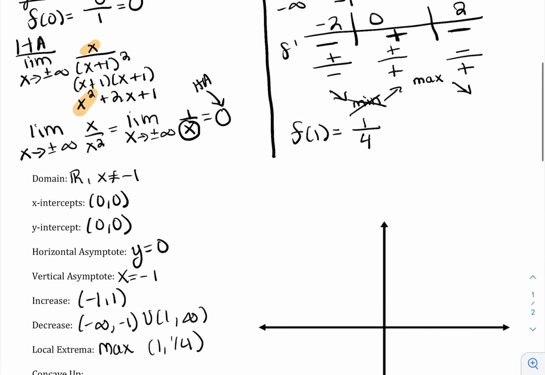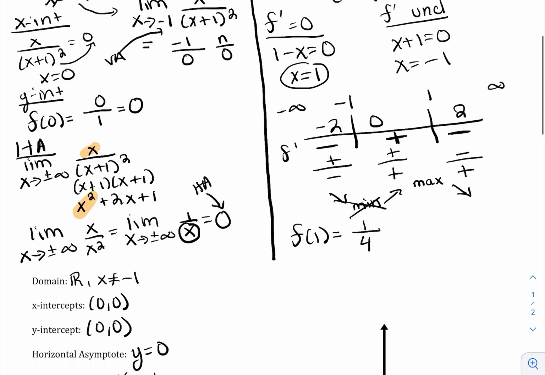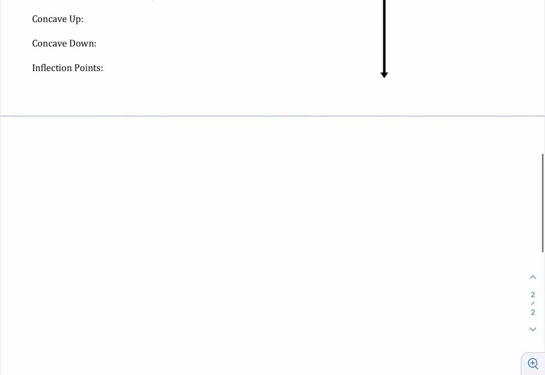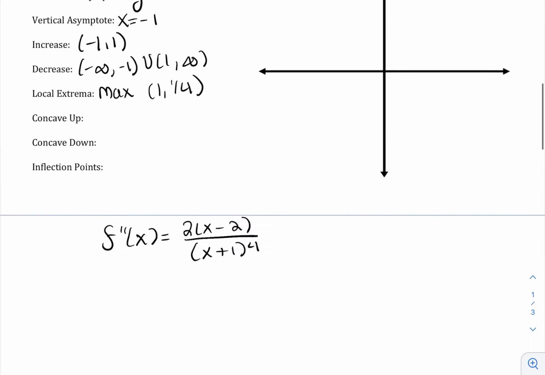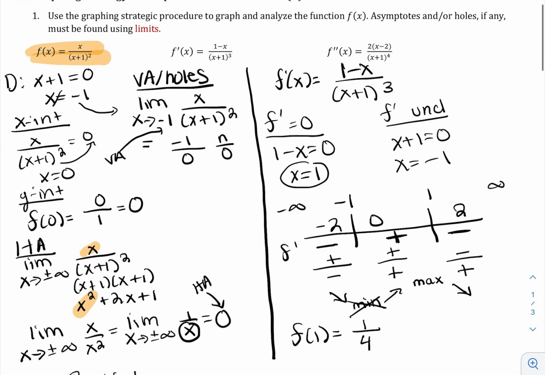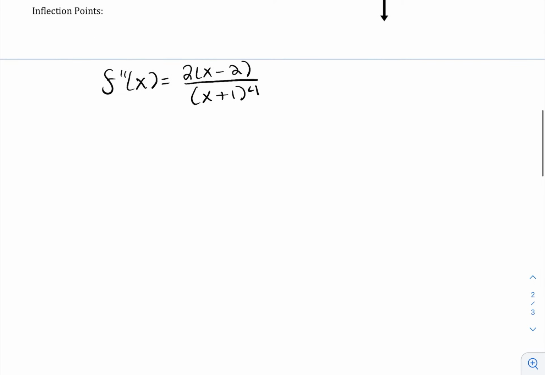All right, I'm going to do the exact same thing for the second derivative. I'm going to come down here to have a little bit more space. So I have 2 times (x minus 2) over (x plus 1) to the 4th. And before I go on, let me just double check that. Perfect, okay. All right, so when is it 0? And when is it undefined?